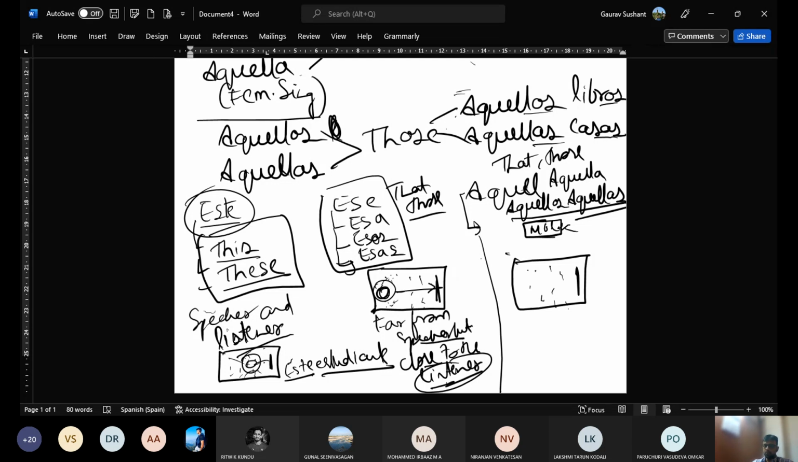So here, this object to which I am pointing out is far from the speaker and far from the listener also. It means it is far for you also, it is far for me also. So when do we use aquel, aquella, aquellos, aquellas? When the object is far from the speaker and from the listener. In this type of situation, we will use this group. So you have to see what noun is coming and accordingly you select one.